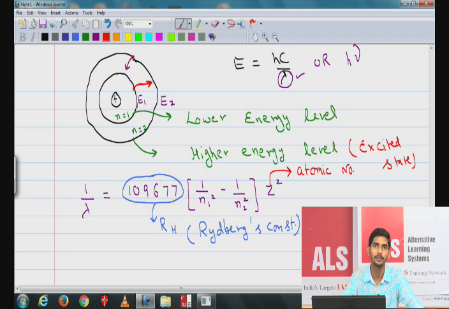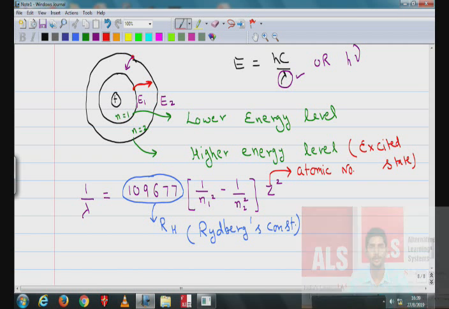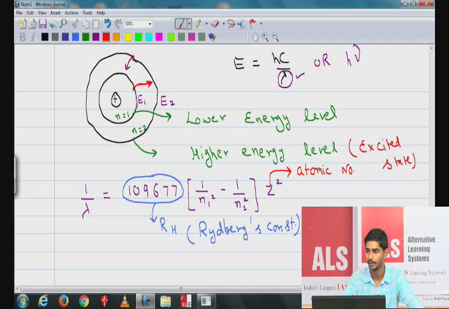Guys, remember one thing, as I have told you that I am discussing some concept with you. At that time, you should be focused on the screen. If you're focused, you're connected with me, definitely everything will be clear to you. So, how came out 109677? Dear, you have to solve this one.